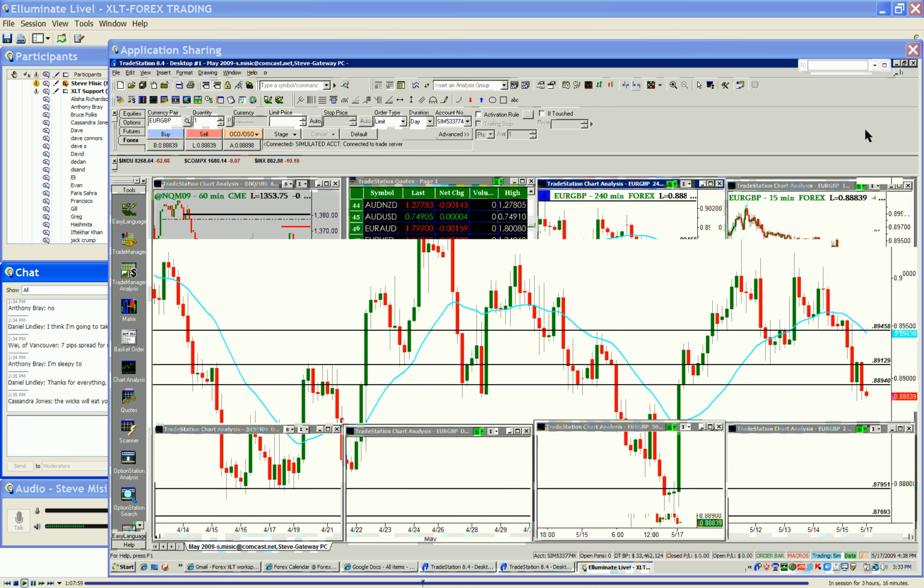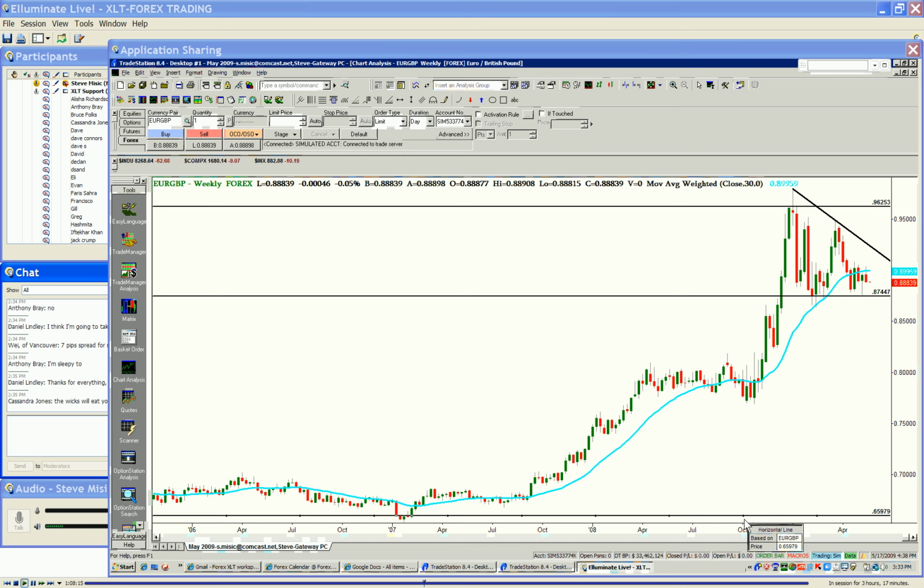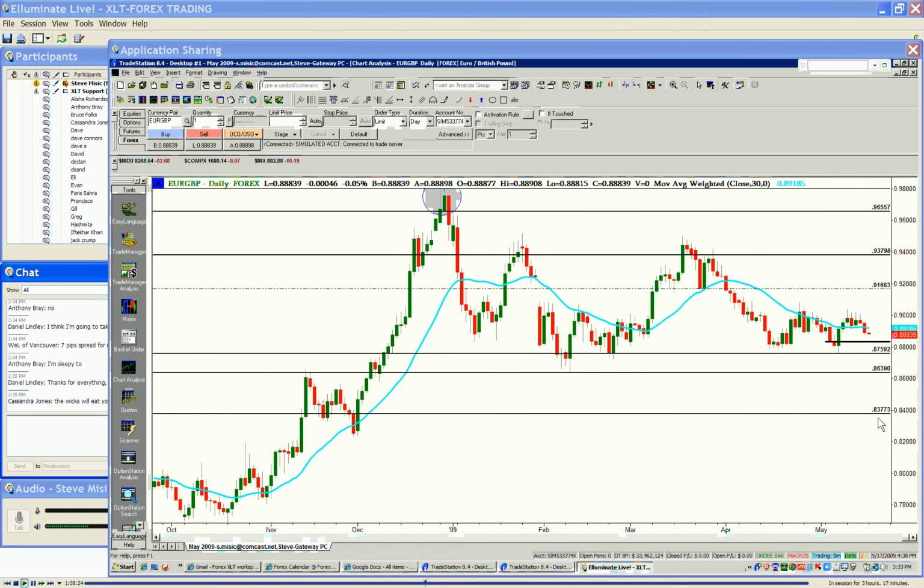So we'll look at the 240 in a second here, but let's start off with the weekly chart. Nothing's really changed. We're still finding support at this 87.50 area. So nothing's really changed here. We're still stuck up here where we could still have a stage 3 top, no question, if we want to break out to the downside. But these two economies are pretty close to each other, so there really isn't a lot of movement here.